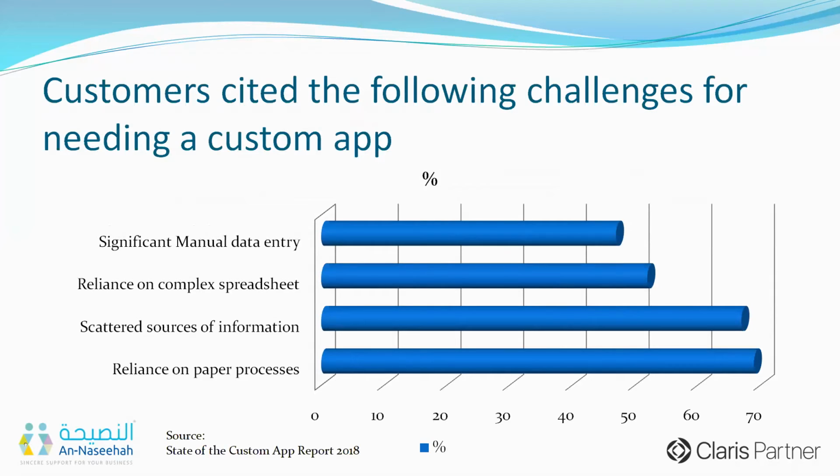If we look at this table, we can see how a custom app helped a lot of businesses streamline their processes. Almost 70% said the reliance on paper processes was reduced. Scattered sources of information were reduced through a customized app. Reliance on complex spreadsheets was reduced, and significant manual data entry was stopped as well when a customized app was developed.